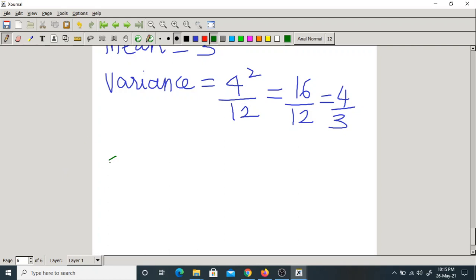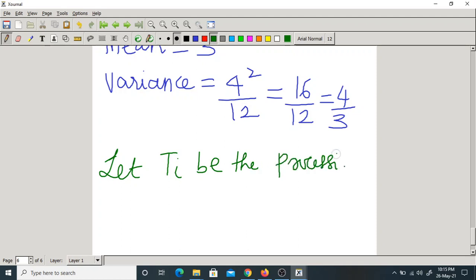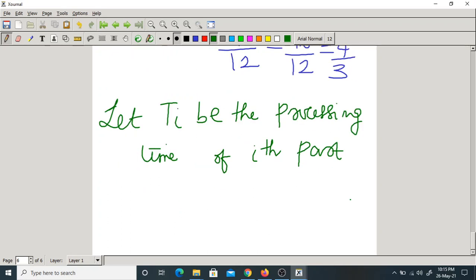Let Ti be the processing time of the ith part of the machine. So each part will take some time to process. The machine is processing all the parts. Ti is the time taken for the processing of the ith part.